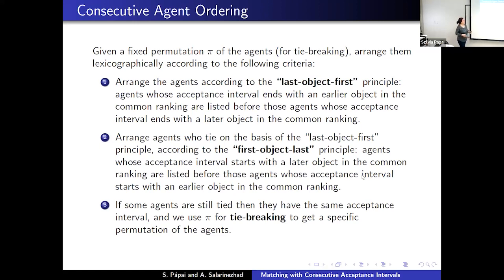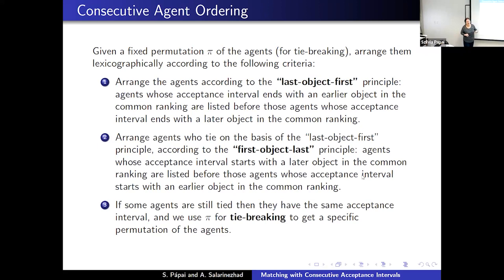Hopefully this is intuitive enough. And so if agents tie, which clearly they can, because they can have the same last object in their acceptance set, then we will apply the first object rule. So we look at what is their first object in the common ranking, and whoever has the latest first object, as we proceed in the common ranking, those agents will be ordered before the ones whose first object comes earlier. Okay. Hopefully this is clear.